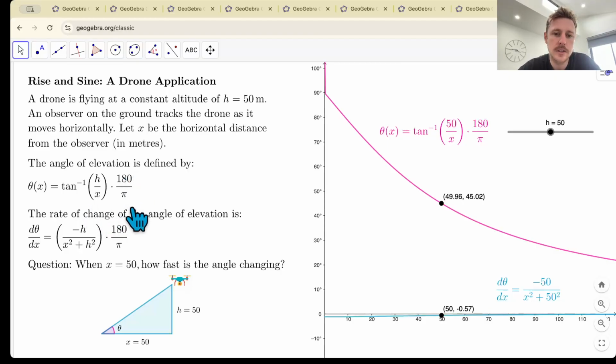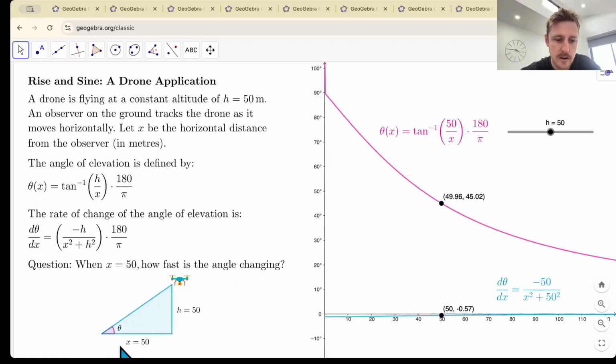180 on pi, I should just say, is to convert everything to degrees, just because we're more used to thinking about angles sometimes in degrees in more practical applications. Okay, this h is saying it's 50 meters. So you've got some drone, you're looking up at it, it's flying at an altitude of 50 meters. And then x is the horizontal distance between yourself and the drone.